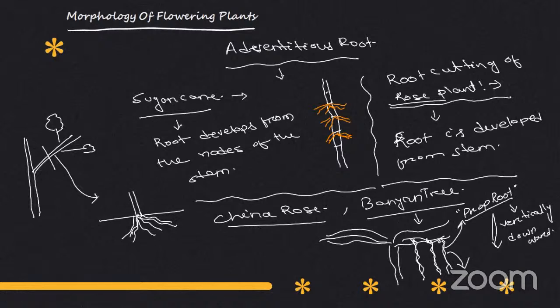Another one, if it is developing from different parts of the stem, then that is your advantageous root.